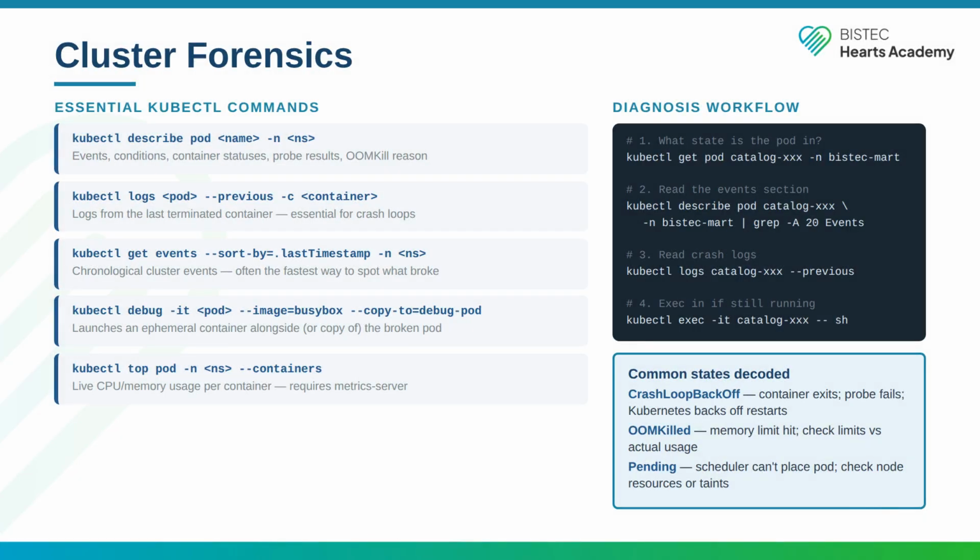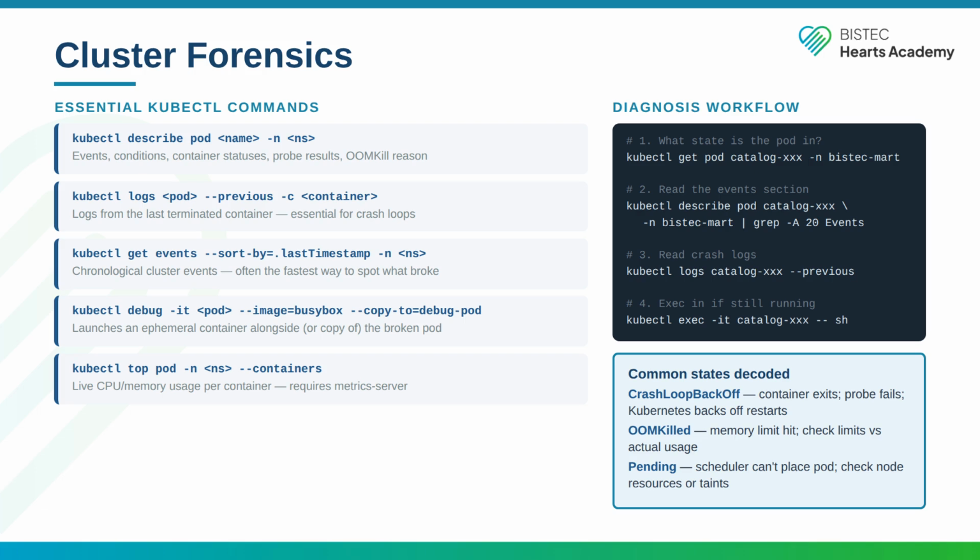This is the troubleshooting toolkit. When something is broken in a Kubernetes cluster, these 5 commands in order will diagnose the majority of problems you encounter. First, kubectl describe pod. Read the events section at the bottom. OOMKilled, image pull errors, probe failures, scheduling failures, they all appear here. Make this your first reflex.